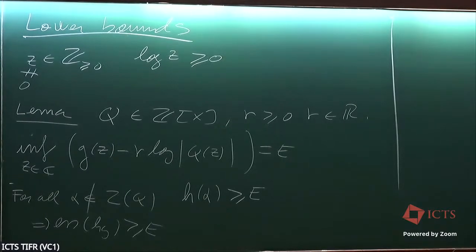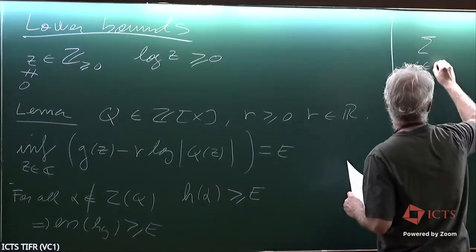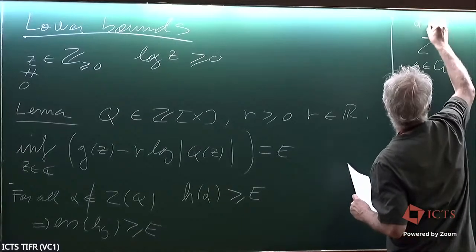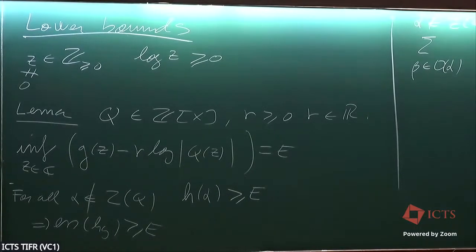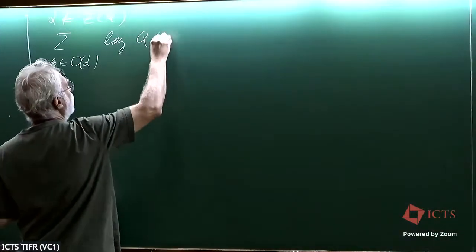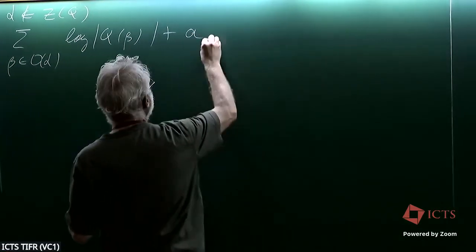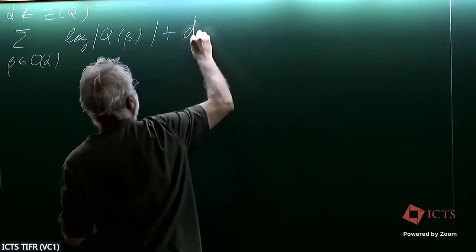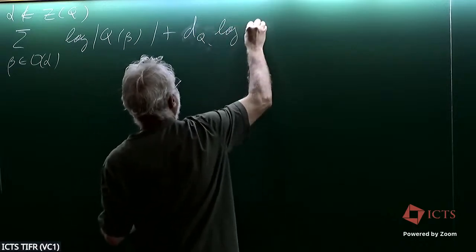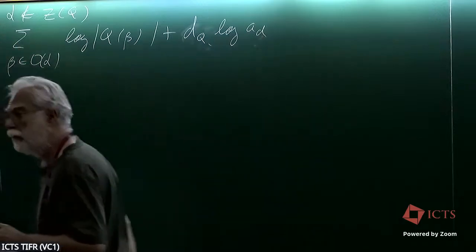So let's prove this result. The idea first is to study the sum for all beta inside O of alpha. Let's say that alpha is an element that is not in the set of zeros of Q. Now I look at all the conjugates of alpha of the quantity log of absolute value of Q of beta, plus the degree of Q times log of AD. Always AD will be the leading coefficient of the minimal polynomial of alpha.